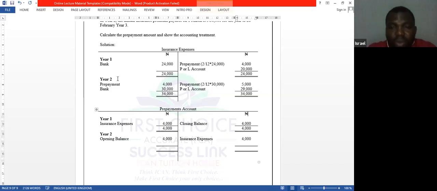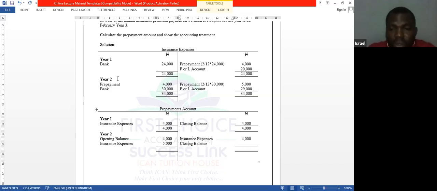So the prepayment we brought down here, we now have insurance expenses. If you notice, anytime I'm doing the second leg, I always repeat the name of the ledger, because that's the way we can easily trace the second leg back to where it is coming from. And after that, we have our closing balance.